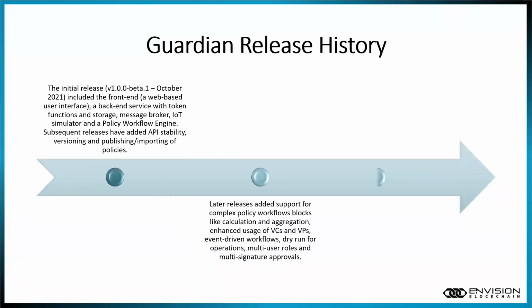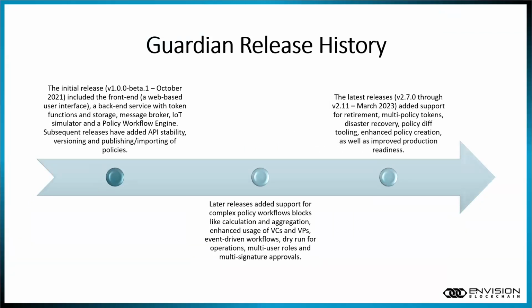So a little background information on our Guardian releases. The initial release was in October of 2021, which included the front end and back end service with token functions and storage, message broker, IoT simulator, and a policy workflow engine. The subsequent releases have added API stability, versioning and publishing, and importing of policies.